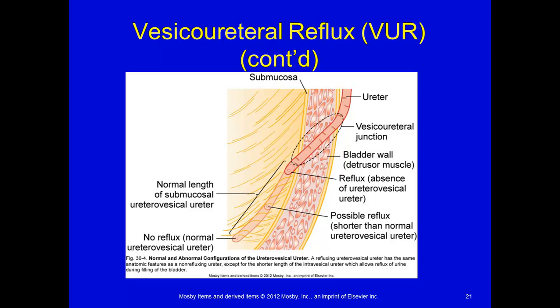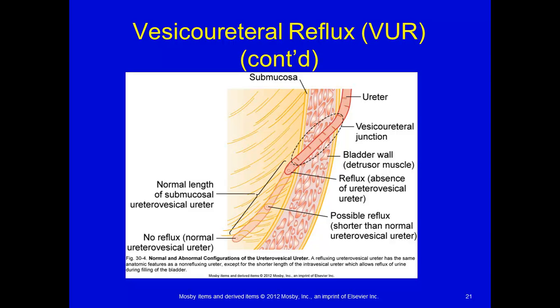Well, look what happens in someone with the structural defects of VUR. Look how much shorter their ureter is compared to how far the normal ureter goes down into the lumen of the bladder. So it's much shorter, and therefore it doesn't necessarily get pinched. It doesn't necessarily get compressed the way this part of the ureter would under normal circumstances, which makes perfect sense then that the urine just flows right back up. Why not, right? And that's exactly what happens structurally with VUR.